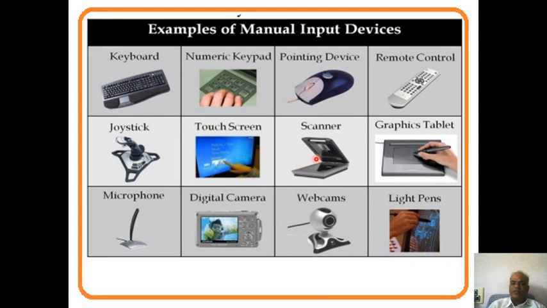You are going to scan. And next one is graphics tablet. There you are going to write through the pen, then automatically it is accepting. Next one is microphone. The voice can be received through the microphone. Next, digital camera. You are going to take photo snaps through the digital camera.